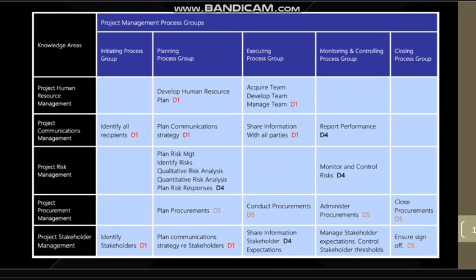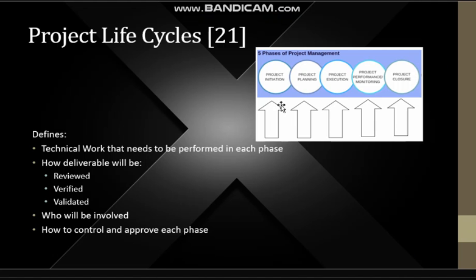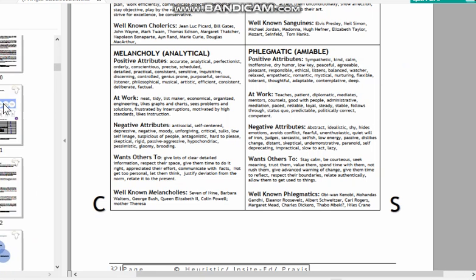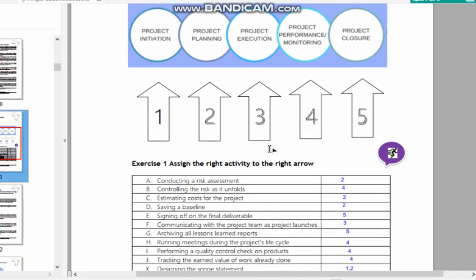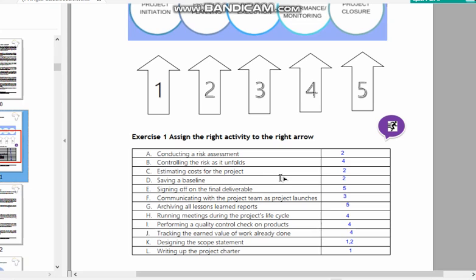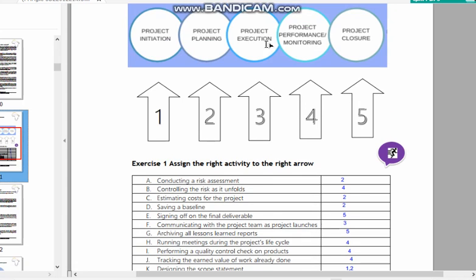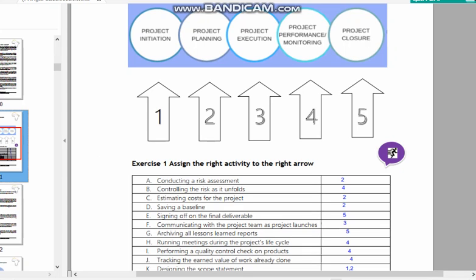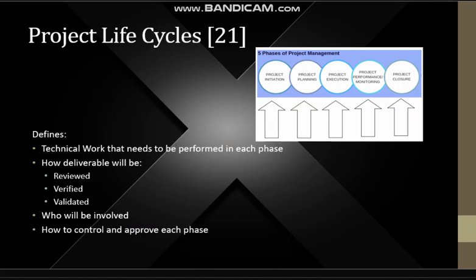Then what we did was we looked at the 5 phases of project management: project initiation, planning, execution, performance and monitoring, and closure. We did a small exercise with that in which we looked at those 5 phases and various activities involved. And we said, for example, estimating costs for the project would be part of planning. Communicating with the project team would be part of execution. Writing up the project charter would be part of initiation, etc. So we need to be able to break those things down. Good. That's as far as we got on that score.